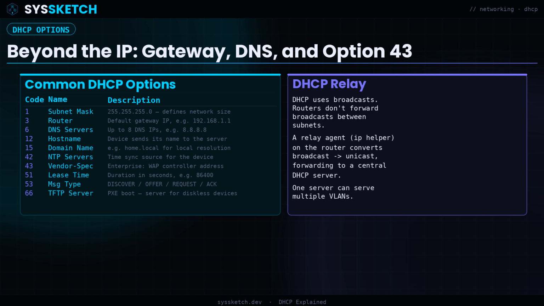In larger environments where a single DHCP server serves multiple subnets, a relay agent running on the router converts client broadcasts into unicast packets and forwards them to the central server. So one server can serve an entire enterprise without a DHCP server on every floor. Now we can answer the original question precisely.